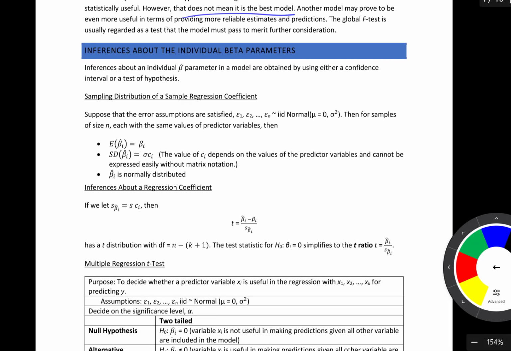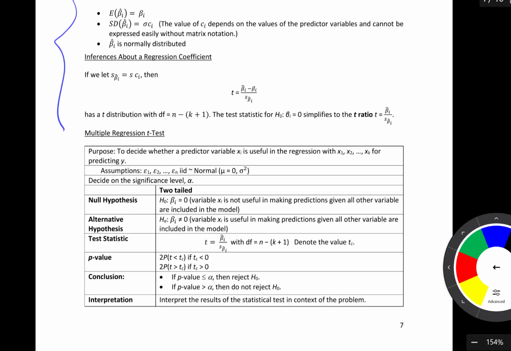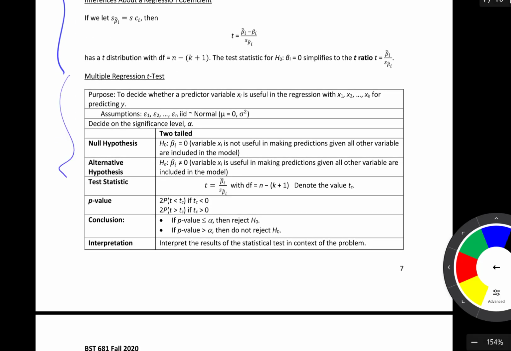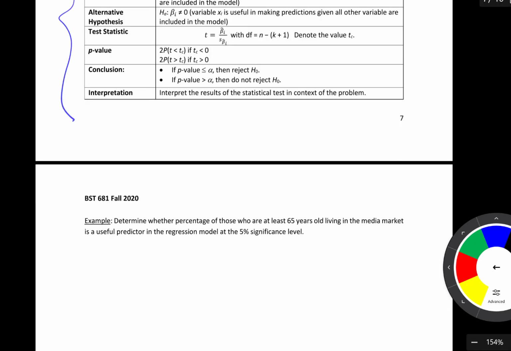And so when we look at the individual beta parameters, what you'll find is the hypothesis test is very similar to the hypothesis test for the slope in the simple linear regression model. So I'll have you read this section on your own, and then the test is summarized here. And again, very similar to what we saw in the simple linear regression case.